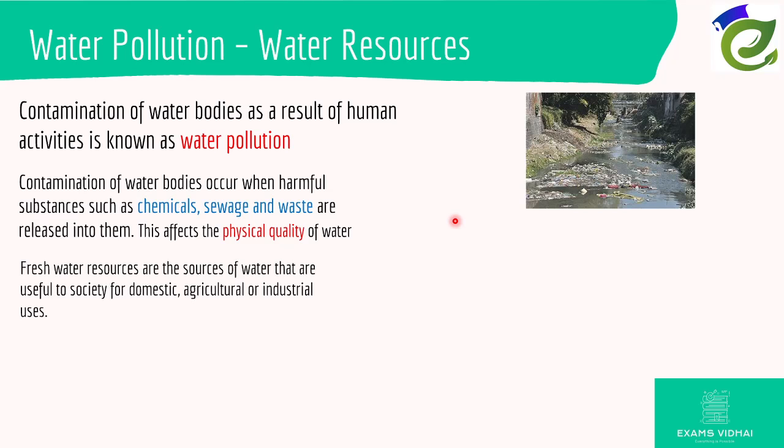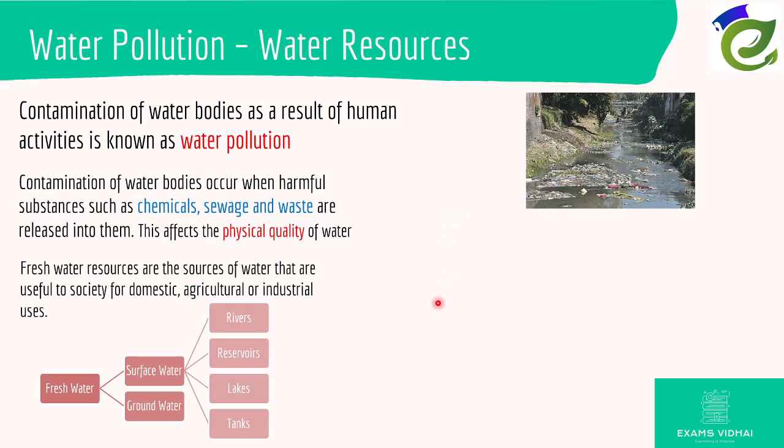Freshwater resources are the sources of water for agriculture, domestic and industrial uses. So water is used almost everywhere, not only in our daily lives, but even for the production of the products that we use every day. So freshwater can be categorized in this manner. We have surface water, which is further divided into rivers, reservoirs, lakes and tanks, and groundwater, which is simply groundwater. I'll explain.